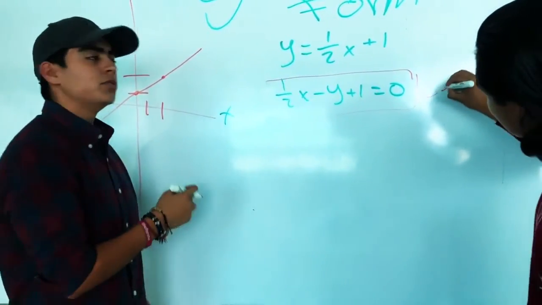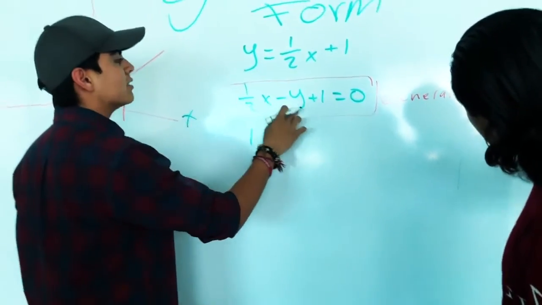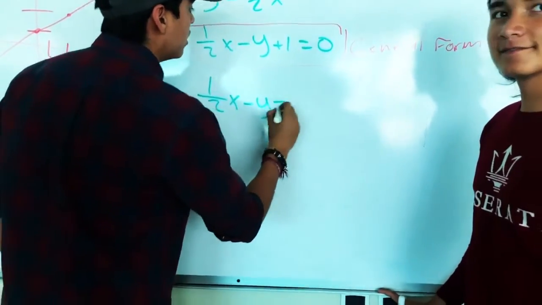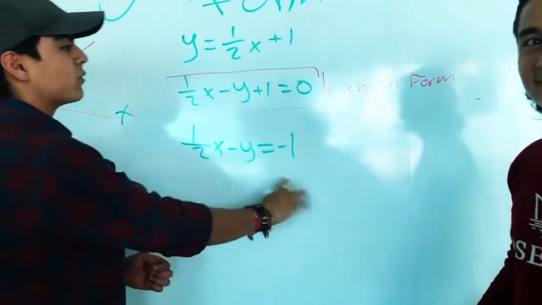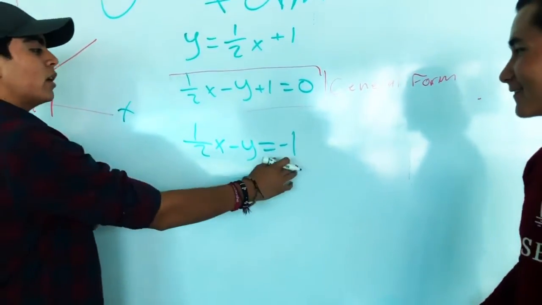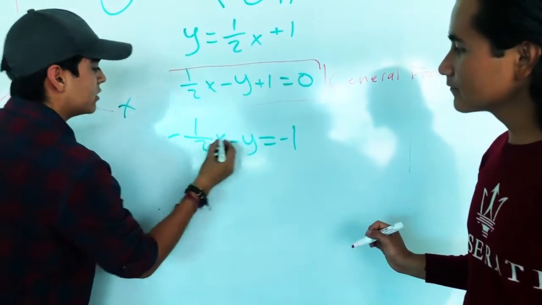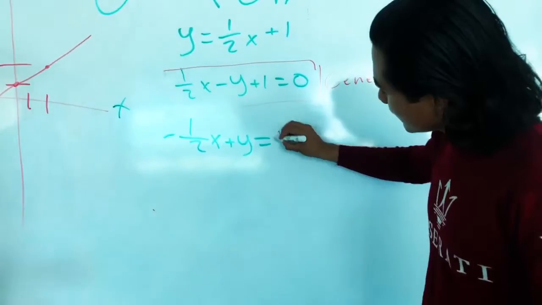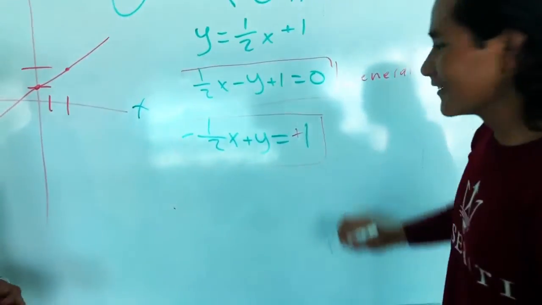And in order to get the symmetric form, as you know, we need to let the x and the y alone. So we have 1/2 of x minus 1 equals minus 1. And well, this isn't symmetric form yet, because this one needs to be alone. So we just need to pass this sign to the other side, and we get this. And this is now the symmetric form. Okay? Now, that's it guys.